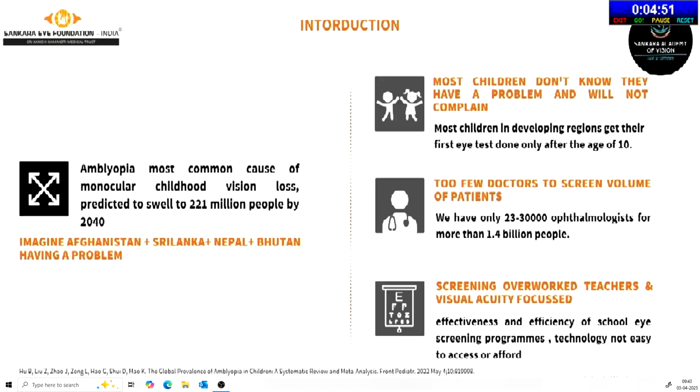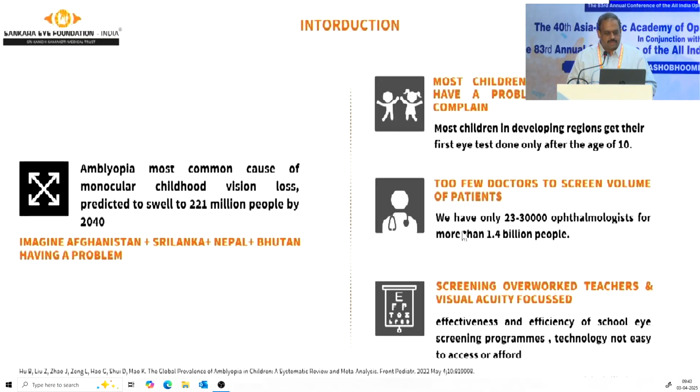Respected judges, seniors, and colleagues, I'm here to present our novel portable tricolor chart that we've developed to screen suppression in schools. What we are trying to solve is a problem, if you look at it globally, that would affect the entire population of Afghanistan, Sri Lanka, Nepal, and Bhutan.